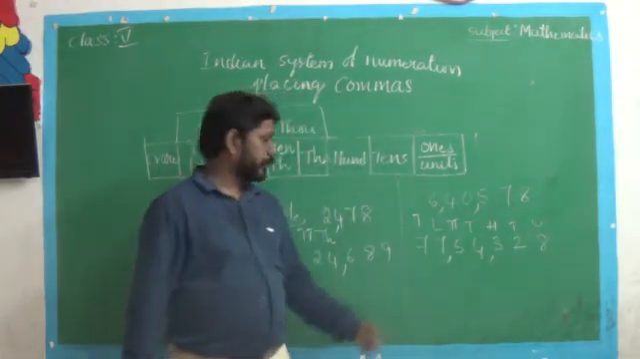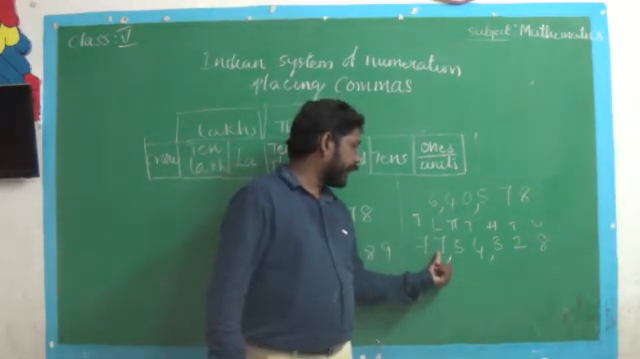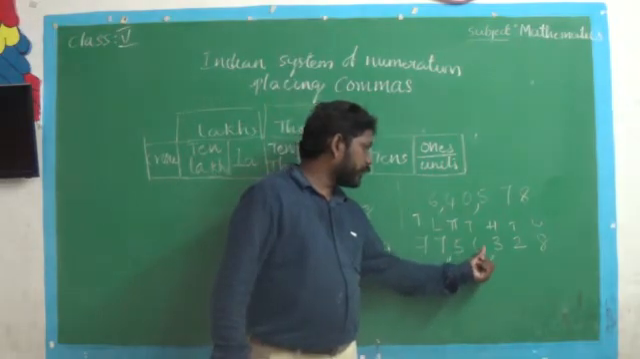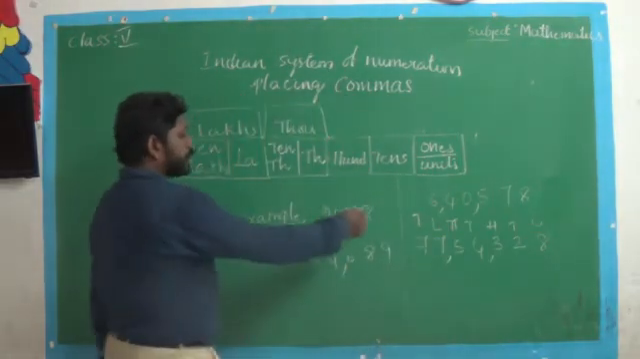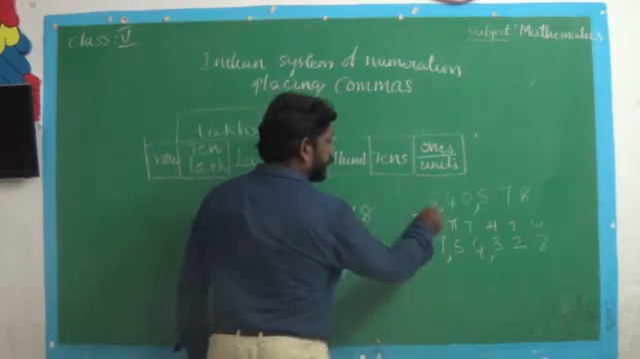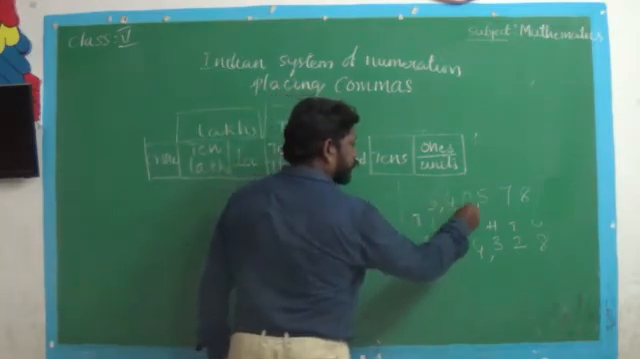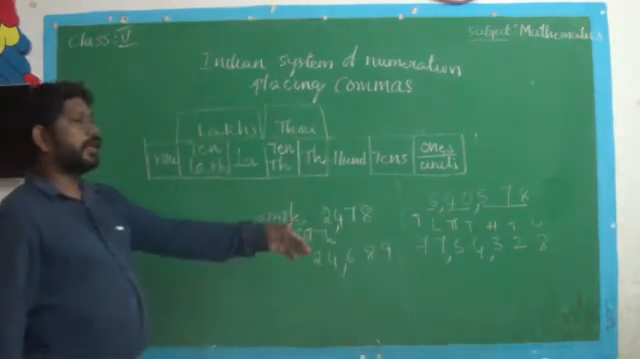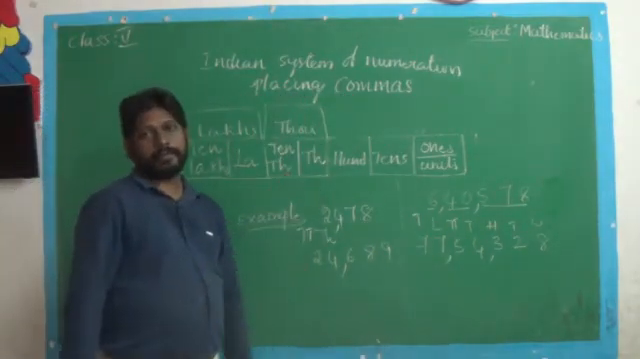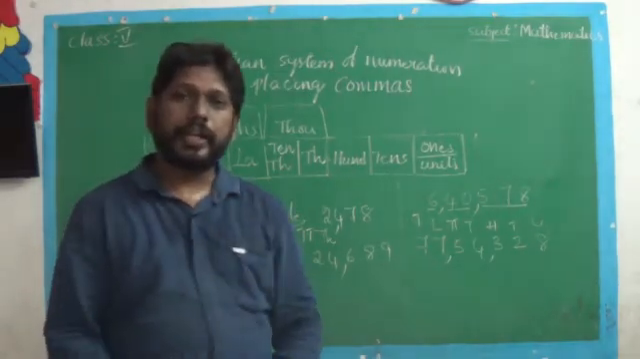77 lakhs, 54,328. And this other example is to be read as 6 lakhs 40,578. So this is the way of reading a number.